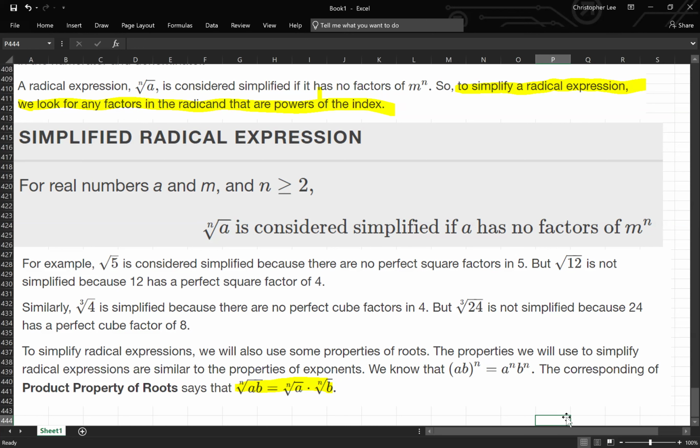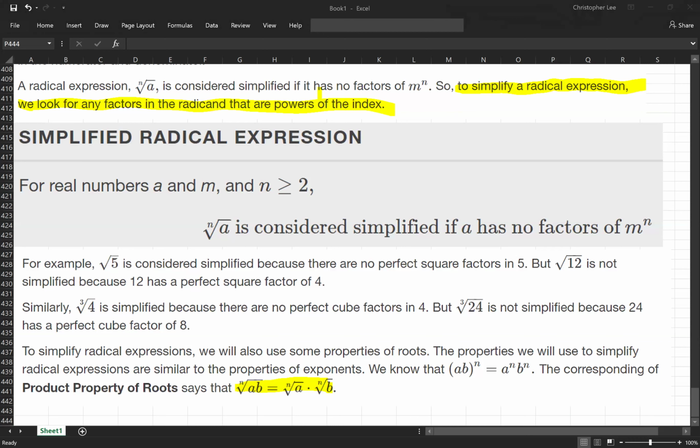The properties we will use to simplify radical expressions are similar to the properties of exponents. We know that a times b to the n power is equal to a to the n times b to the n. The corresponding product property of roots says that the nth root of a times b is equal to the nth root of a times the nth root of b. All right? So similar rules.